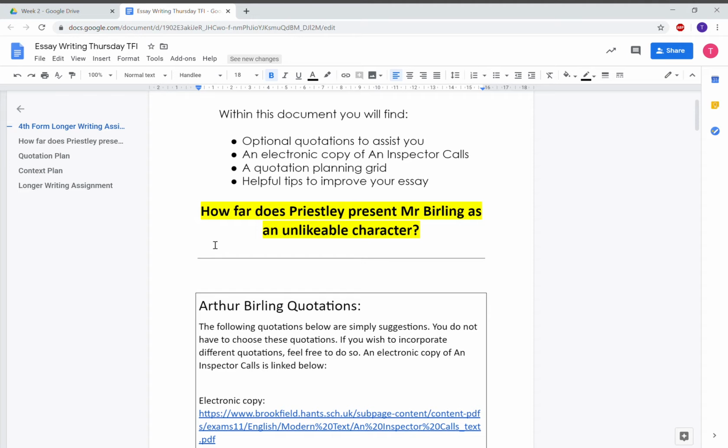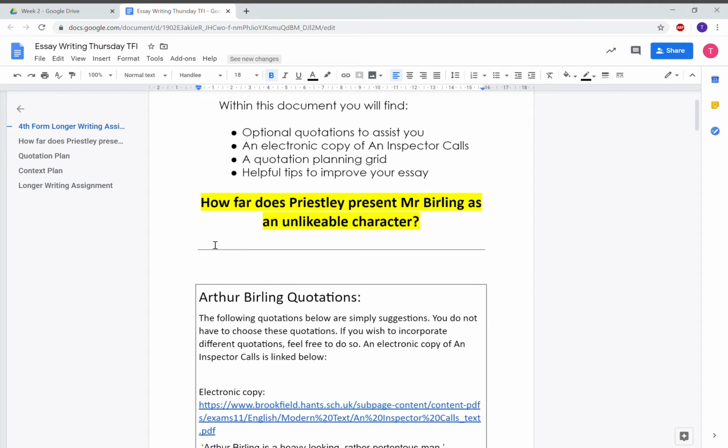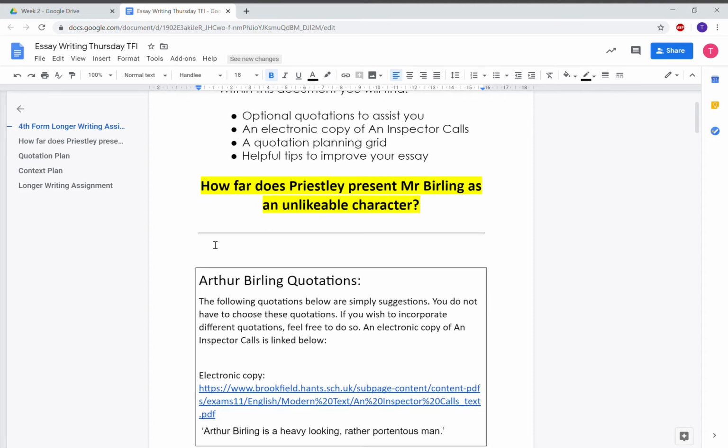Now, because this is an essay, it's very much, I suppose, subjective, okay? That means you can offer your own opinion. You might say that he presents Mr. Birling as being a totally unlikable character. You might say that there are some redeeming features in Mr. Birling if you see them. It's entirely up to you, okay? Although I imagine most people will be saying that Priestley presents Mr. Birling as a deeply unlikable character, okay?